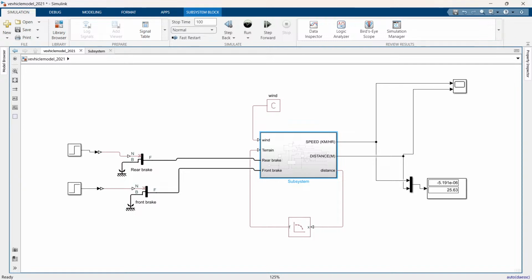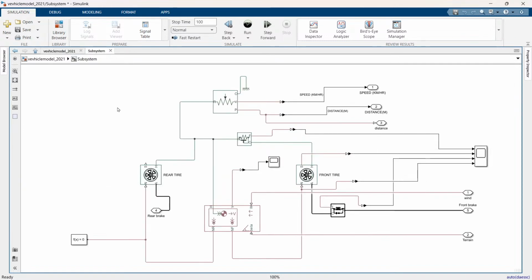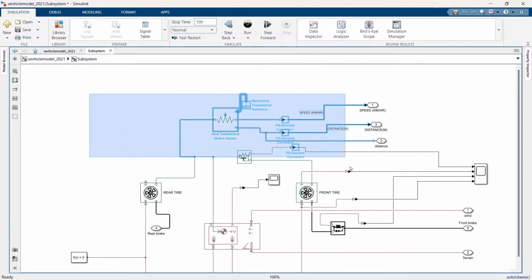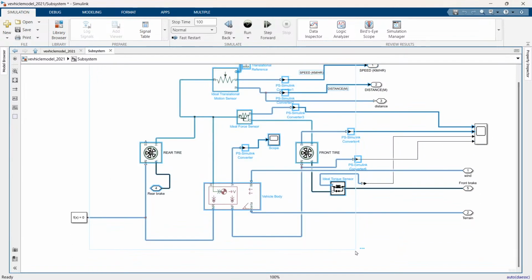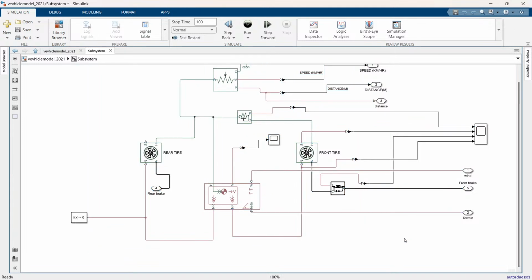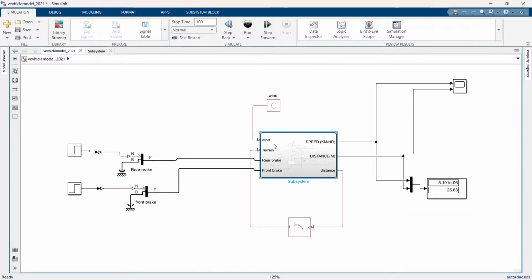Next we have to make the subsystem. If you want to make the subsystem, select all the components, select all the blocks and press Ctrl G. This is the way you create a subsystem. This is our subsystem.